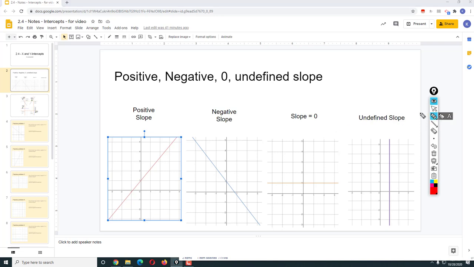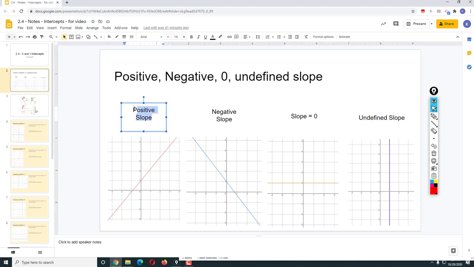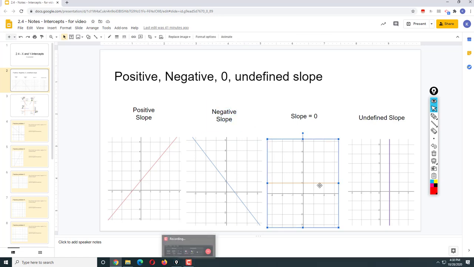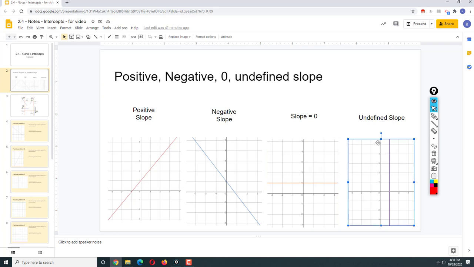When we go from left to right, on this graph, the line is going up. So we say that the slope is positive. When we go from left to right, the slope of this line is negative. The slope of the line tells us how quickly it's going up or down. So if it's not going up, if it's not going down, then the slope is 0. And this one, the line, the slope is undefined.